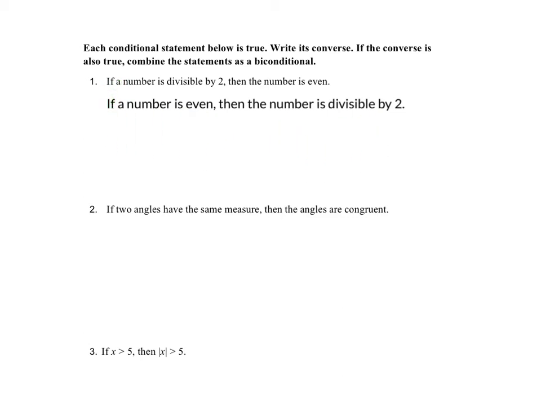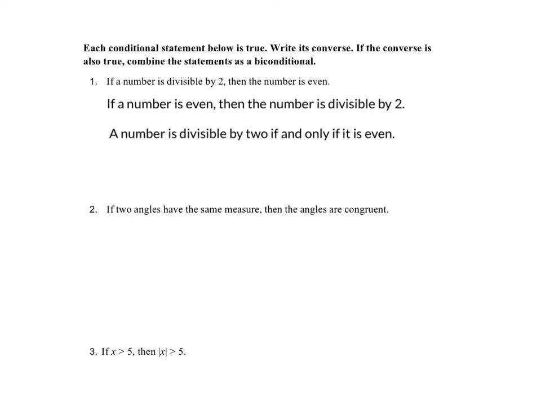So that means that I can write my biconditional, right? So I can write it like: a number is divisible by 2 if and only if it is even. That's it, right? So number 2, again, I'm going to start by writing my converse. If two angles have the same measure, then the angles are congruent.